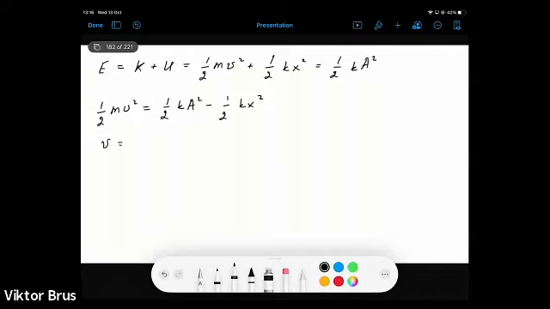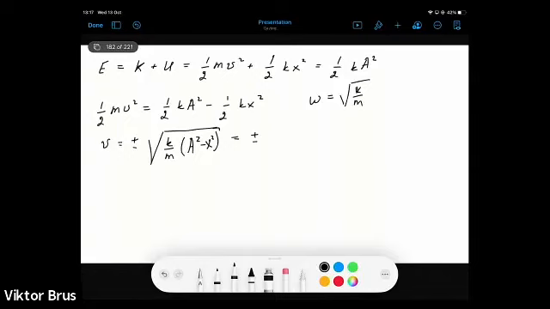Since we have periodic motion, there will be two solutions. It will be plus or minus, because it depends in which direction it will move. Either it's on the left side from equilibrium or on the right side from equilibrium. Square root of k divided by m times a squared minus x squared. We remember, we already mentioned it today, that angular frequency for this spring block system is equal to the square root of k divided by m. So that is why we can write that velocity will be equal to plus minus omega times the square root of a squared minus x squared.